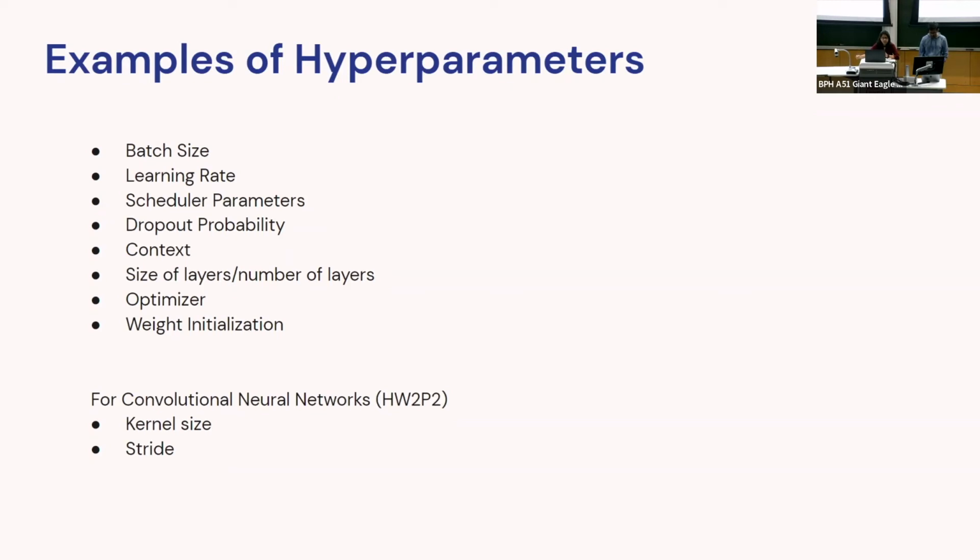And then context. As you might have encountered in your homework 2P2, we have a certain amount of context prior and after the frame of our interest. So context is also one of the hyperparameters in your homework 2P2. And then we have size of the layers, which is nothing but the number of neurons present in each layer, and the number of layers, which is nothing but the depth, how many hidden layers you would want to incorporate in your model.